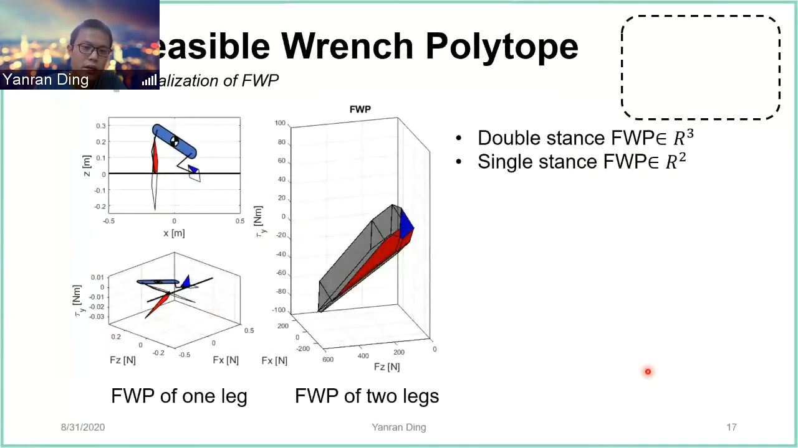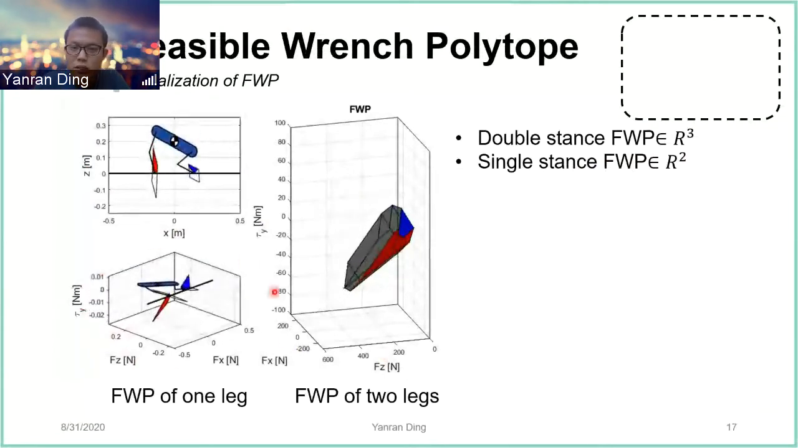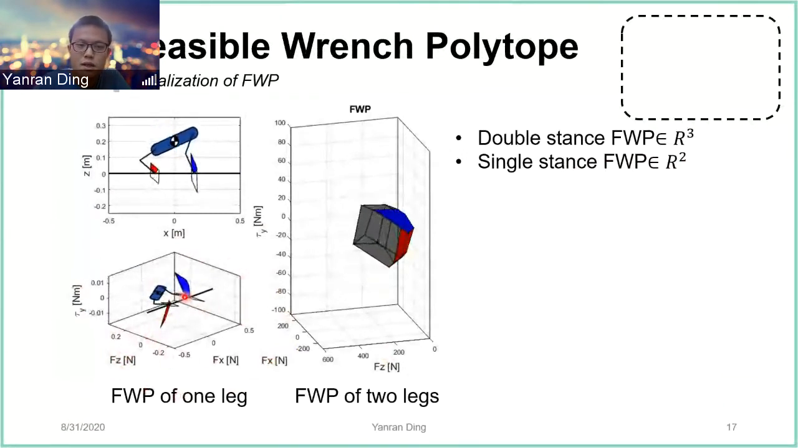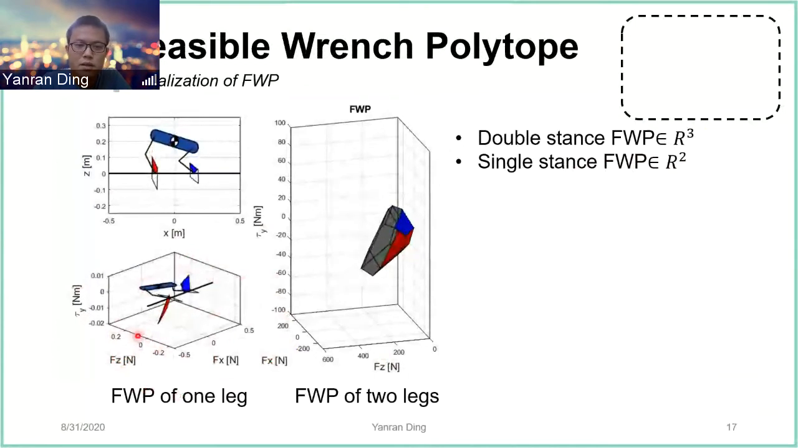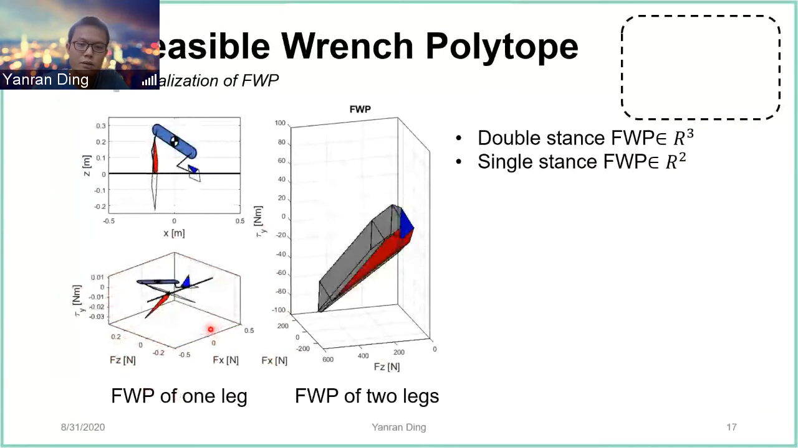So here is a visualization of the feasible range polytope for this planar robot. As you can see on the lower left side, the FWP of each leg is a two-dimensional polytope, which means that when the robot is in single stance, the robot can only apply wrench in this specific direction. This has encoded the information that there's a coupling between the translational and the rotational dynamics of the robot. On the right-hand side, we can see that when the robot is in double stance, the FWP is a three-dimensional polytope, which has a higher control authority.